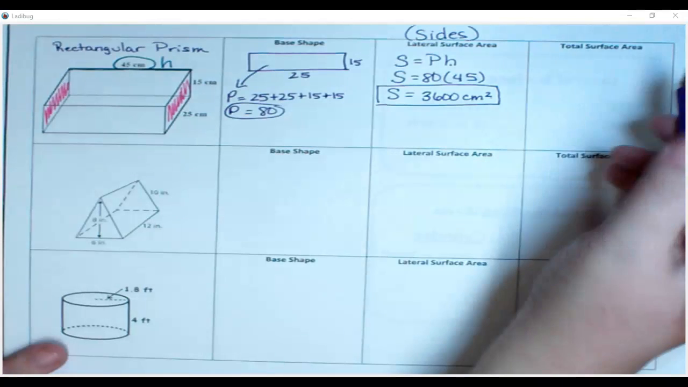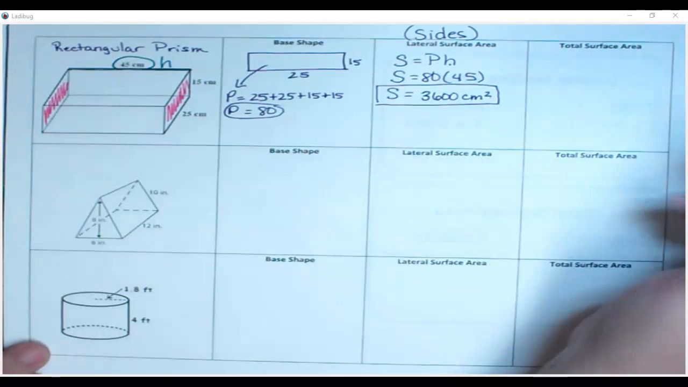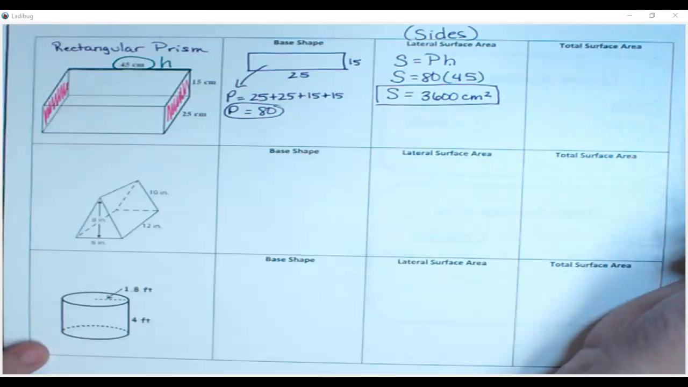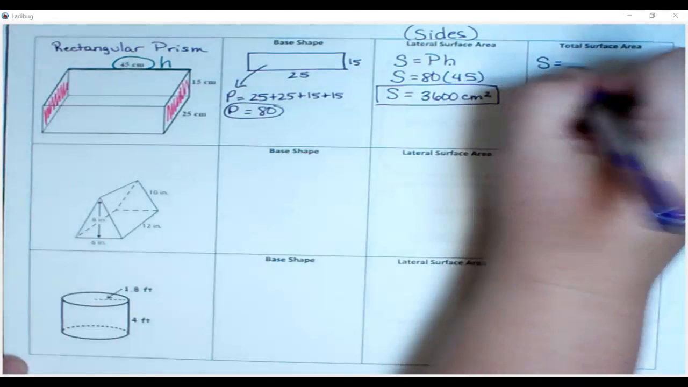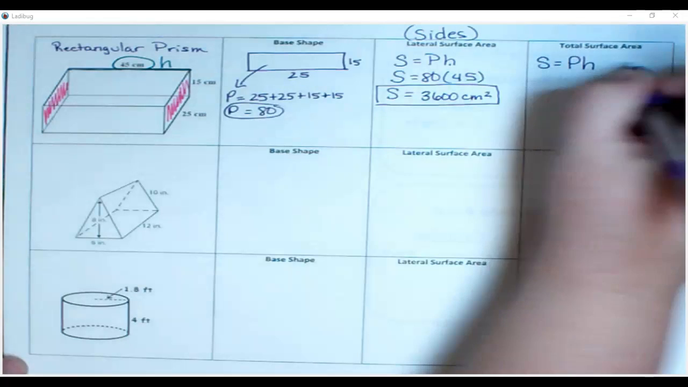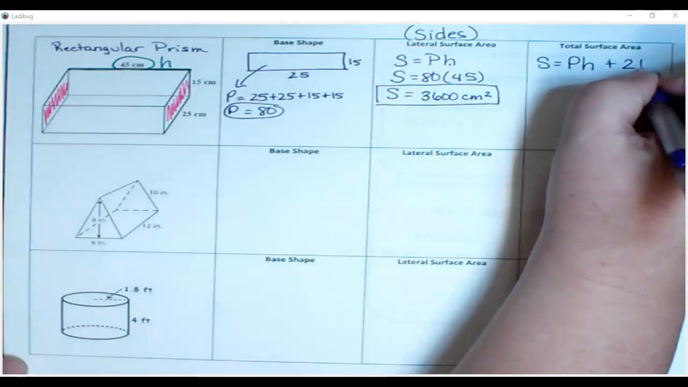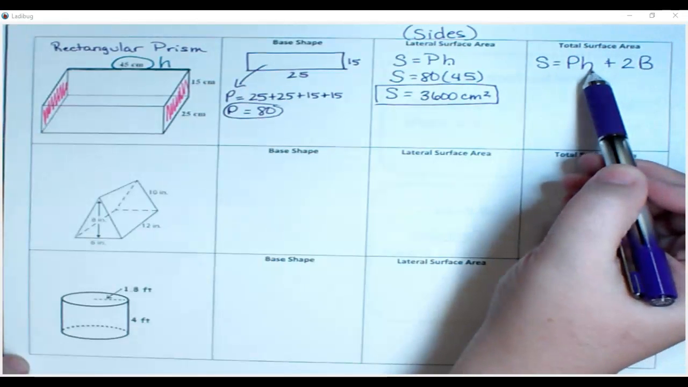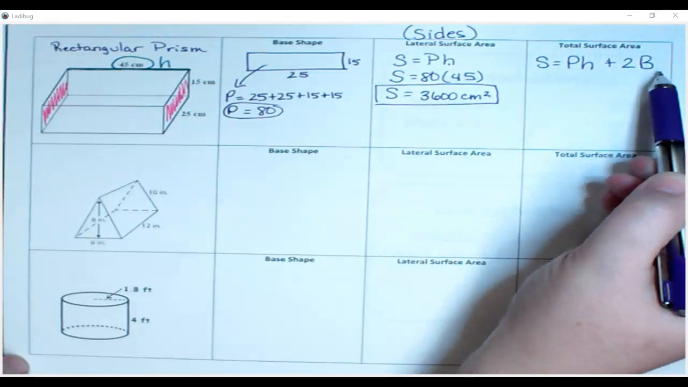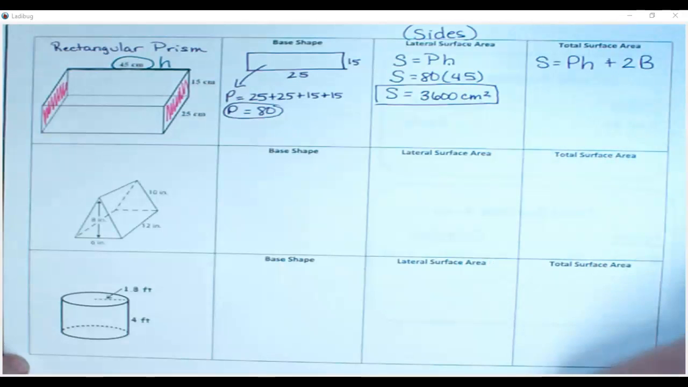Okay, let's go on to total surface area. Find your formula on your formula chart. You can pause it if you need to. All right. The formula is capital PH plus 2 big B: perimeter of the base times the height plus 2 times area of the base. So there's the formula. Let's substitute now.